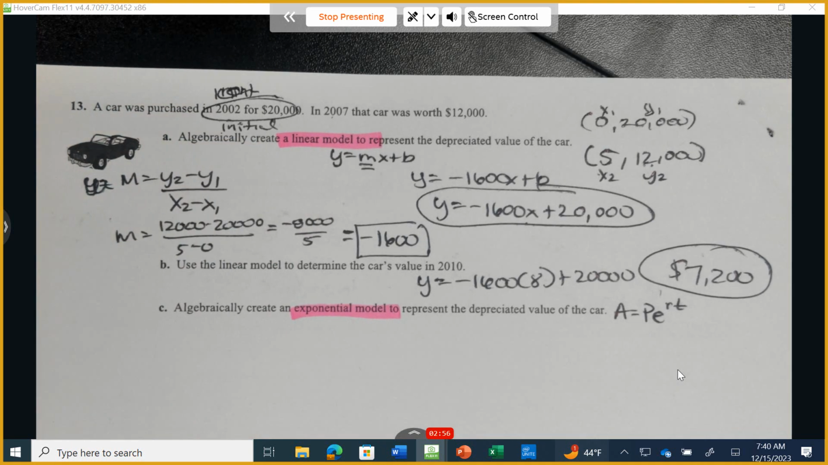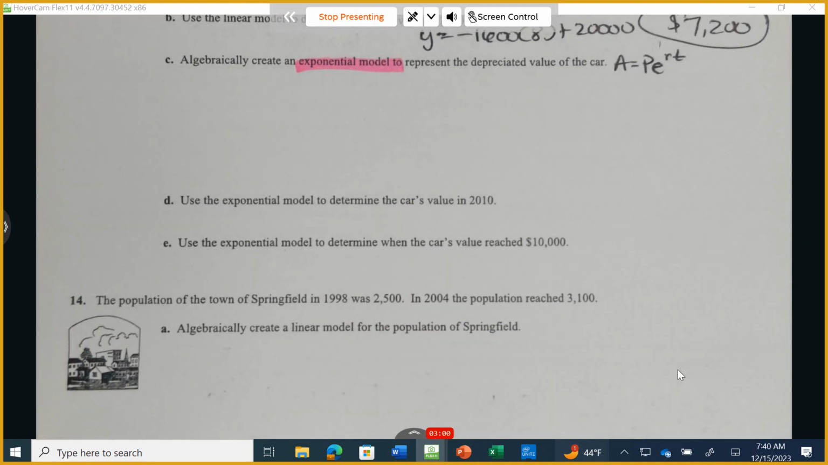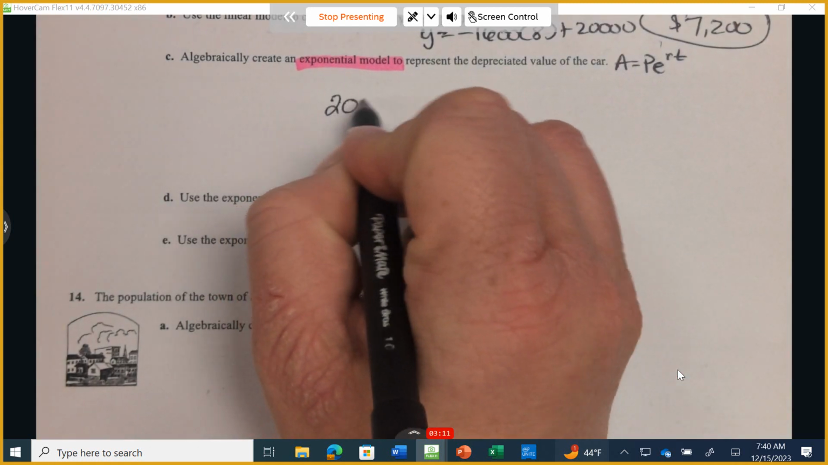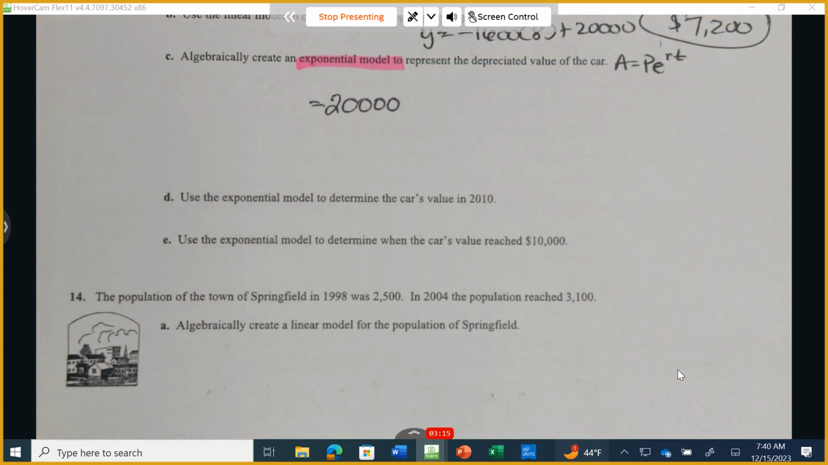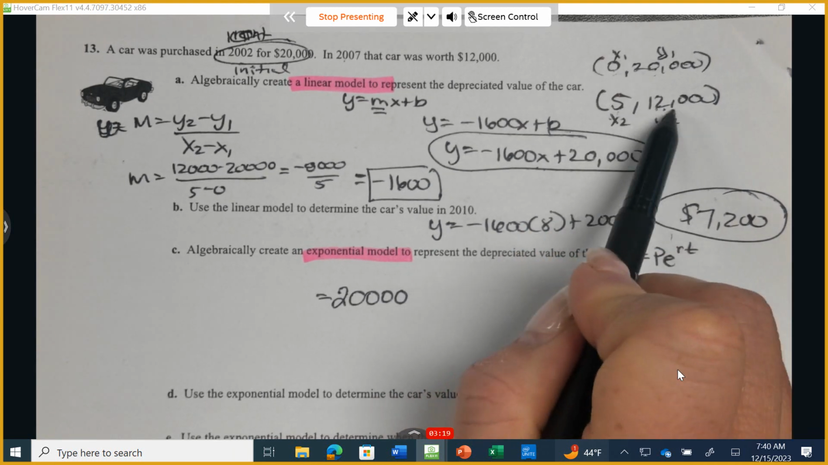Now let's take that same data and use an exponential model. So this is a little bit more confusing about how we're going to do this. So we're going to take what we know. We know the P is the initial amount. So we're going to take 20,000. And then we have one other point that I haven't used. I've used the initial, so I'm going to use this other value.